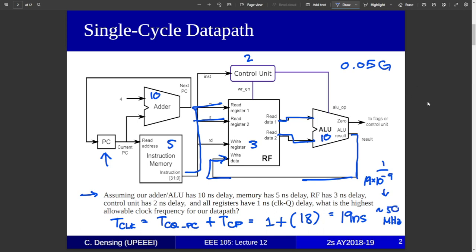So that is the highest allowable clock frequency for this data path, assuming these delays. So now we have a performance for the data path. If you see some other single cycle data path, like the one that we're going to create again, then you will have to find the critical combinational delay, the critical path through the single cycle data path, and from there you can measure how long it takes for that data path to execute a specific instruction.